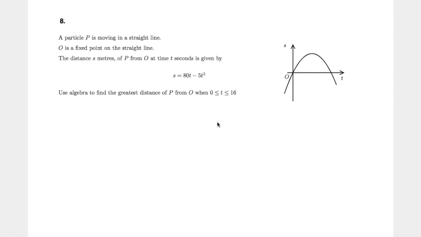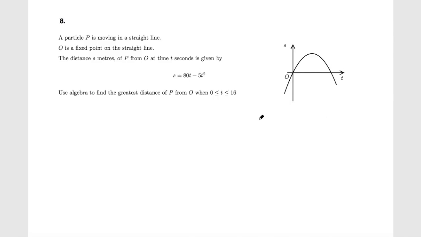When I first read this question, it was kind of a bit of word spaghetti. I read it, but nothing really went into my head. So it took me a couple of minutes to really make sense of what was going on. So we've got a particle moving in a straight line, and it starts at O, and then it moves some distance away from O, and the distance is given by the time it's taken to get there. And this is kind of represented by this graph.